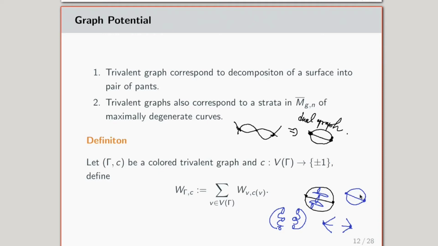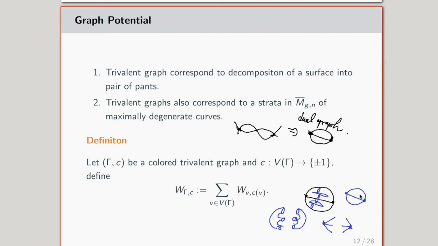Okay, so using this, I'm going to define a graph potential associated to a colored trivalent graph. So coloring is just an assignment of blue or black to the vertex set of the graph. And what I'm going to do is, given a trivalent graph, I'm just going to cut all the edges. Okay, so then everything will look like a bunch of trinodes. And then for the trinodes I have the Trinion potential and then just add them up. That's the very simple definition.